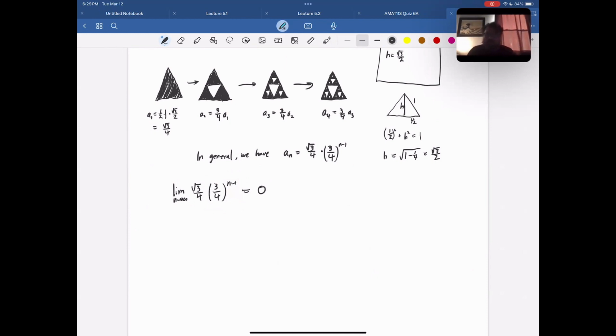So maybe somewhat disappointingly, this shape has no area whatsoever. Something about it just dissolves and removes all area. And now let's take a look at a second sequence that we can extract from this, right?